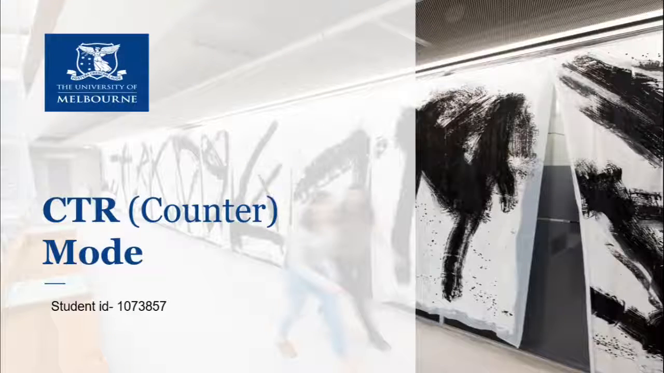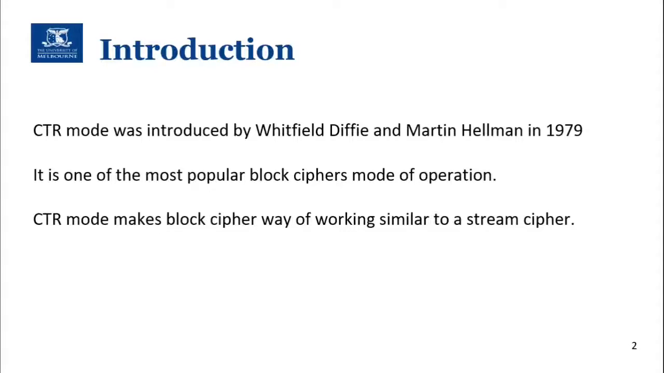My job is to analyze the CTR mode, which is one of the modes of operation of block ciphers. It was introduced by Whitfield Diffie and Martin Hellman in 1979. It is one of the most popular block cipher modes of operation. It converts a block cipher into a stream cipher.